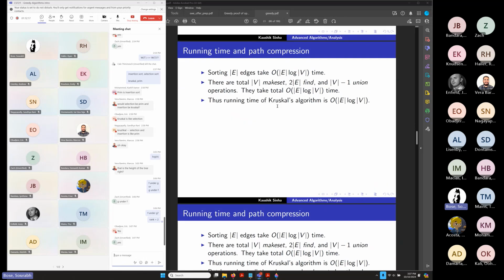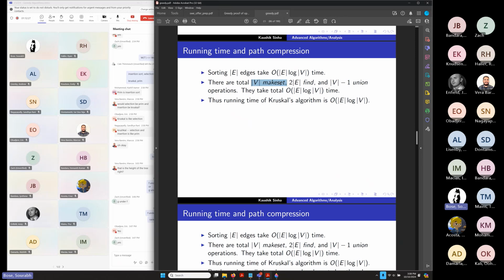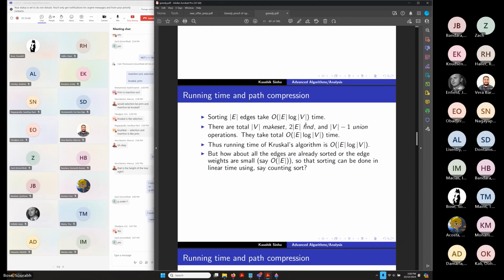Time complexity wise, sorting is going to take E log V time, with E edges and V vertices, because there are double vertices and there are a total of V make set. I'm going to create a make set of individual vertices one by one. Finding the set of the thing is twice the number of edges in the worst case scenario, and combining two things requires V minus 1 union operations. Overall, they would take E log V time.